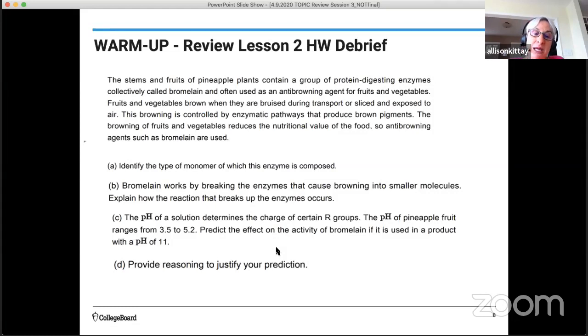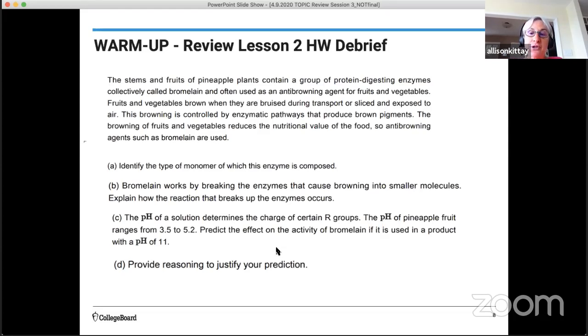Part C, the pH of a solution determines the charge of certain R groups. The pH of pineapple fruit ranges from 3.5 to 5.2. You are asked to predict the effect on the activity of bromelain if it is used in a product with pH 11. And then you're asked to provide reasoning to justify your prediction. So there are 4 separate tasks: identify and explain, predict, and then justify your prediction.